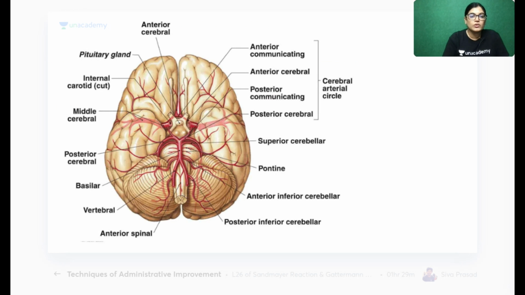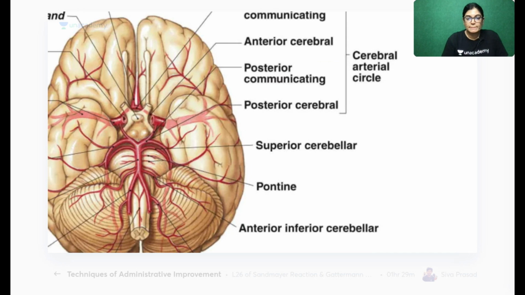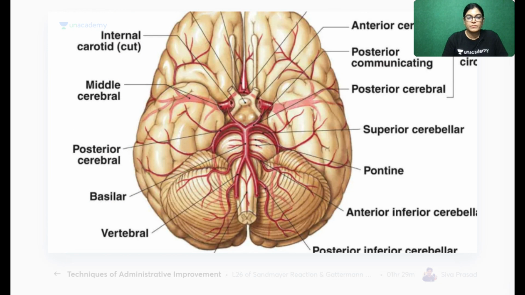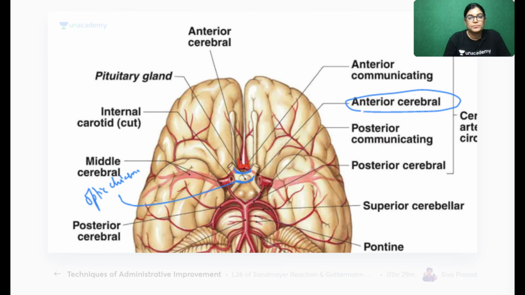So see here, this region is optic chiasma. Just anterior to optic chiasma lies the anterior cerebral artery. The two anterior cerebral arteries are connected by this connecting link, that is called the anterior communicating artery. So close to optic chiasma, which structure will be the most likely affected?